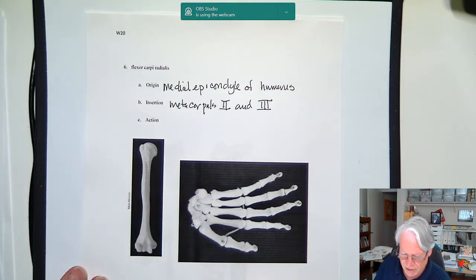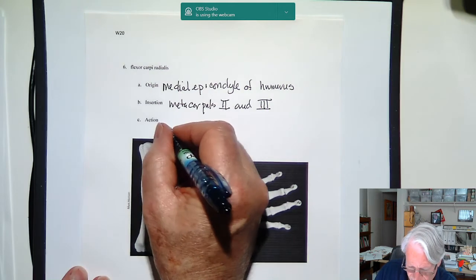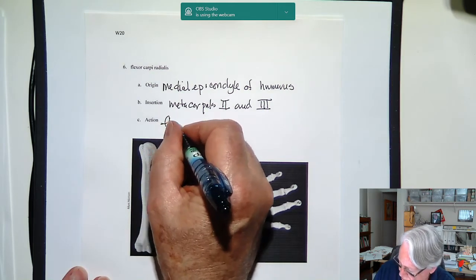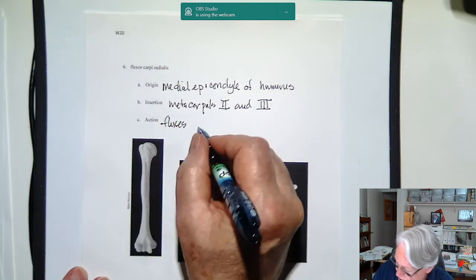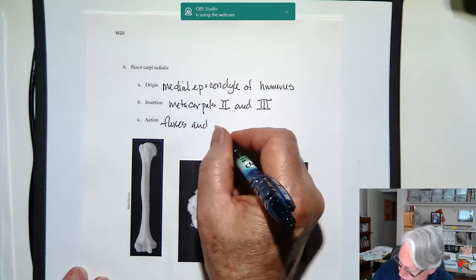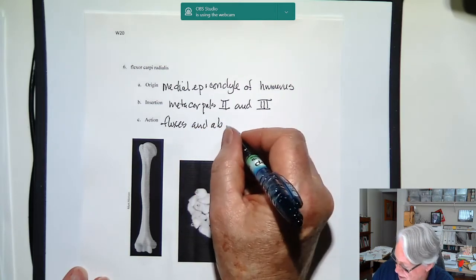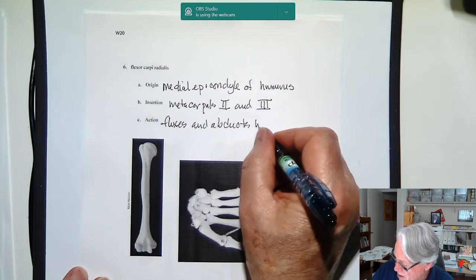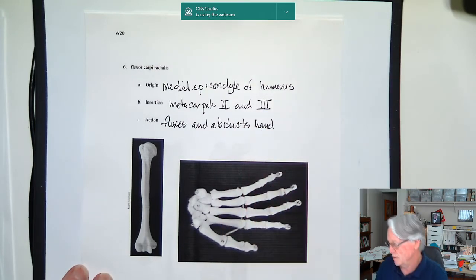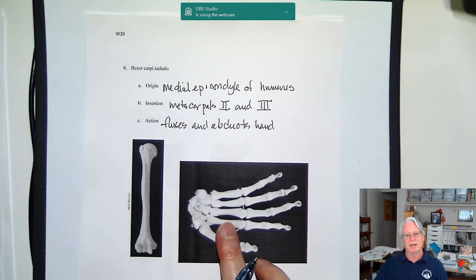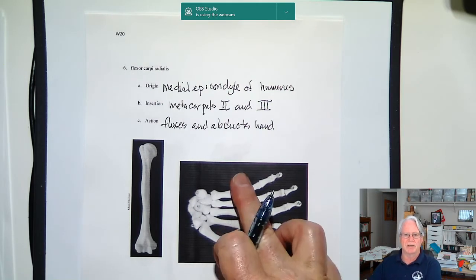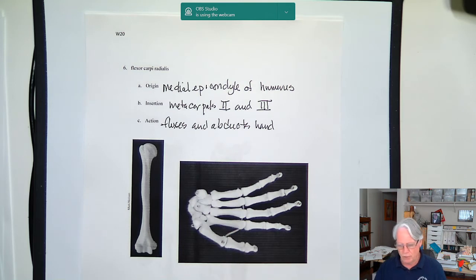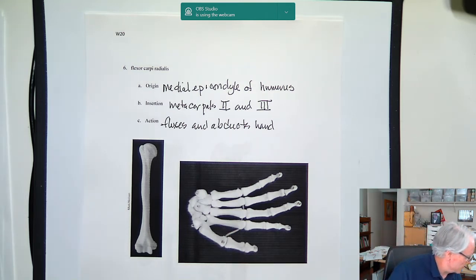And the action is extends, no, I'm sorry, flexes. I knew that was wrong as soon as I said it. And abducts the hand. So both sets of these muscles we've just talked about can abduct the hand, because they're on this side of the hand. So they can move the hand in that direction. All right. So let's go ahead and find the images that we want.